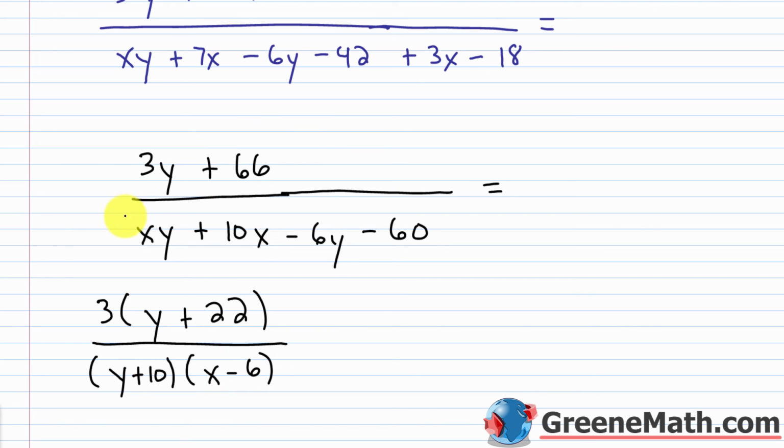You could report your answer this way, but you're kind of leaving it open to yourself. Hey, could I have factored stuff? So you want to just leave it in factored form to say, hey, there's no way that I could have canceled anything. See, here's the proof. So 3 times the quantity y plus 22 over y plus 10, that quantity times the quantity x minus 6.